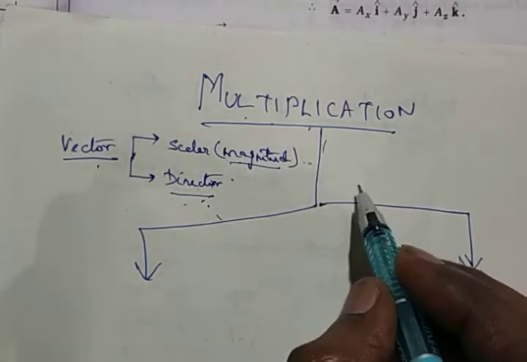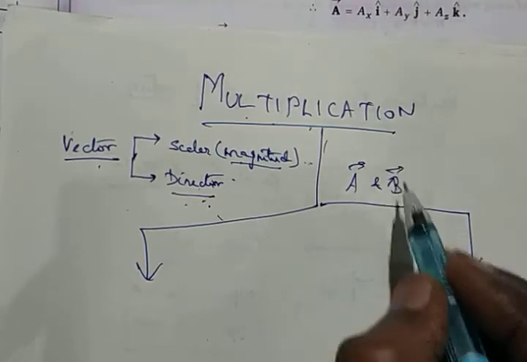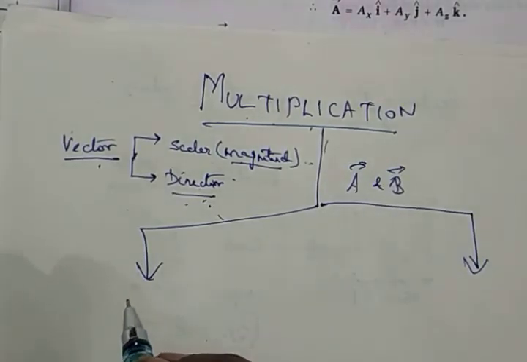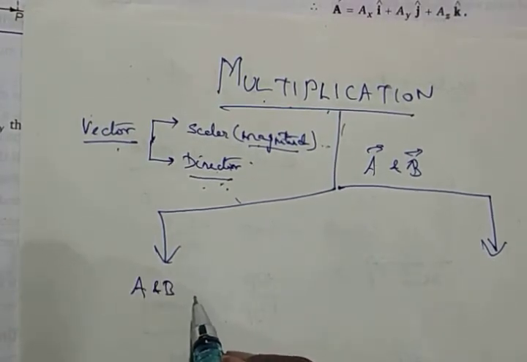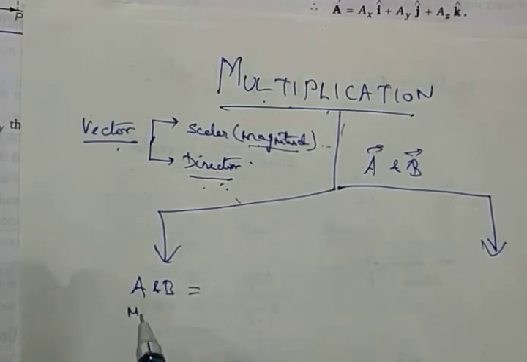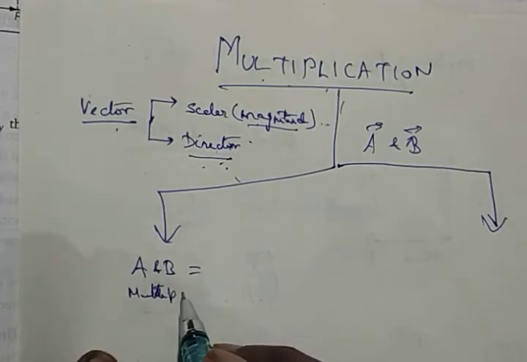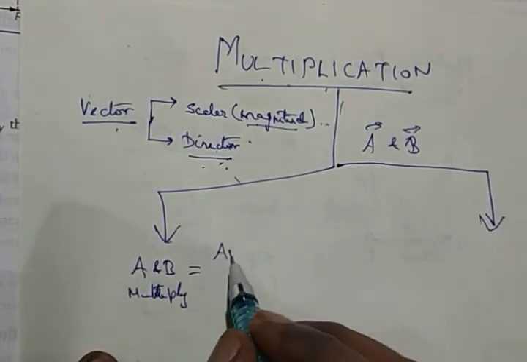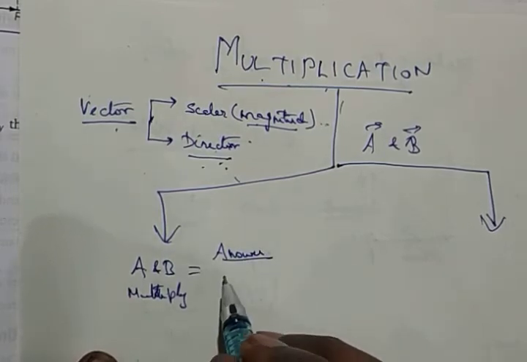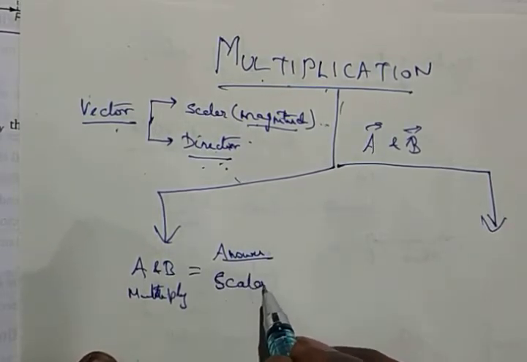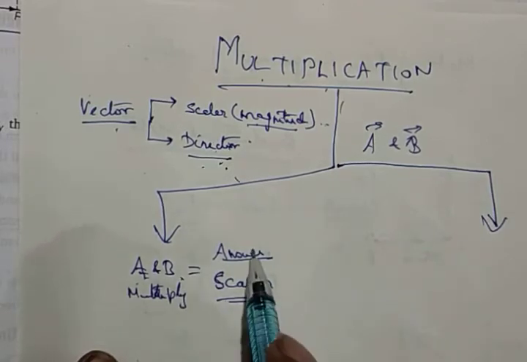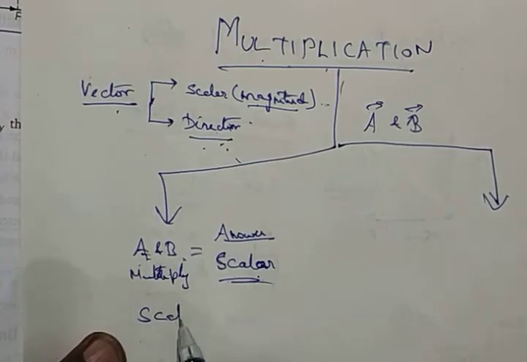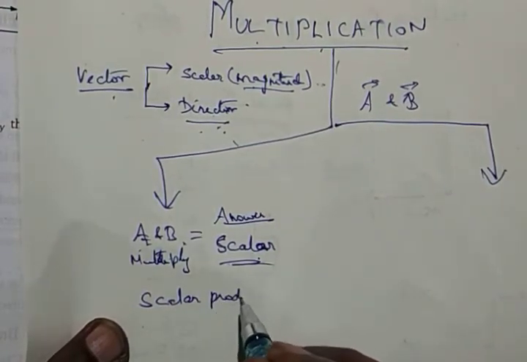So if there are two vectors here, vector A and vector B, and we multiply A and B and you get an answer, if you get a scalar, then that multiplication of A and B vectors, giving a scalar answer, is called a scalar product.